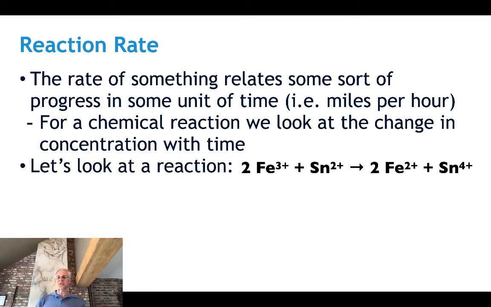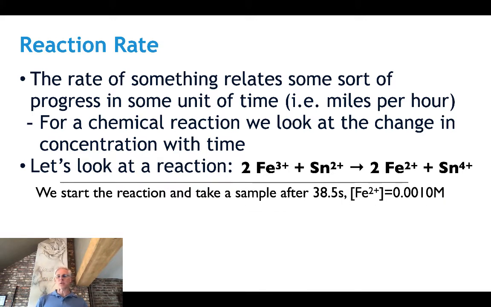Let's look at this reaction here, a simple redox reaction. We've got two iron 3+ and a tin 2+, exchanging a couple of electrons, and the iron 3+ becomes iron 2+, and the tin 2+ becomes a tin 4+. Okay, very basic reaction, easy to see where everything is going. So let's look at the reaction. Let's say that we start the reaction and we take a sample after 38.5 seconds.